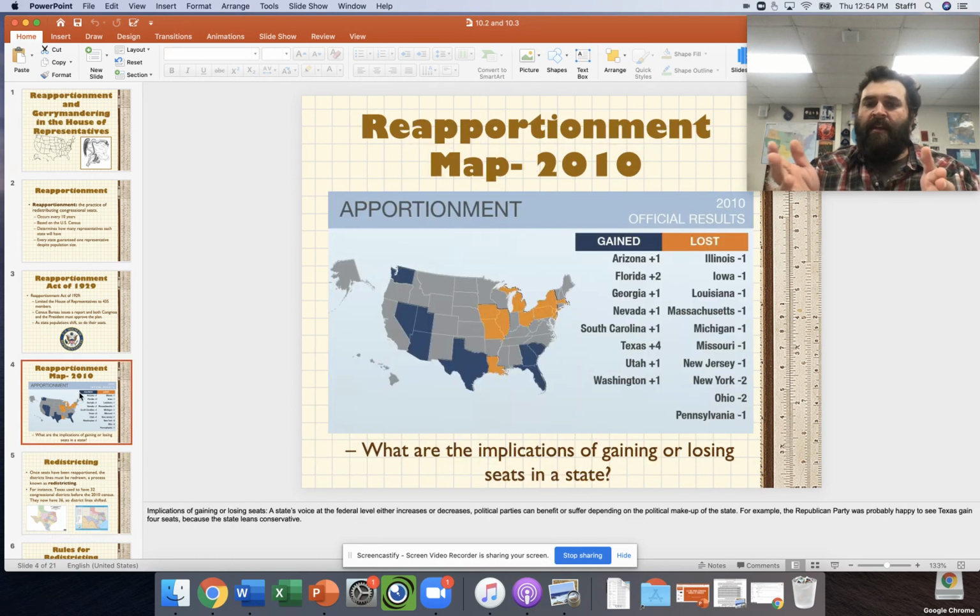Well, the big thing here is that the amount of power that the state has, the amount of amplification that the voices of the people in that state have, increases or decreases in the federal government, and so that can be a big issue.